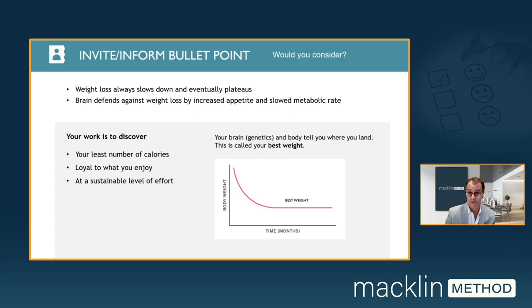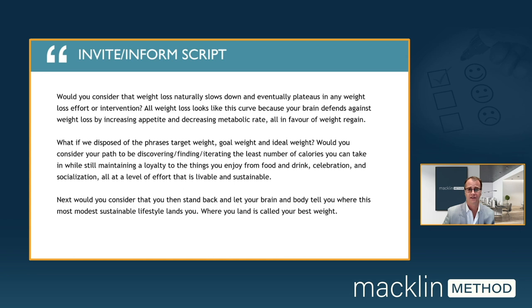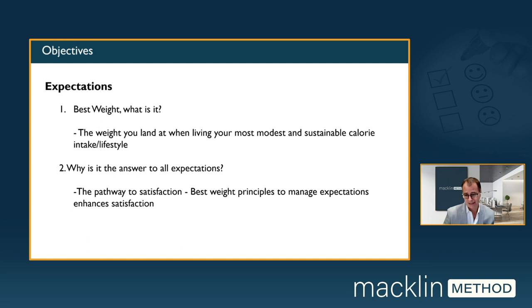The invitation to find someone's best weight. Of course, here a script exists as well. So best weight is this weight we land at, the weight our patients land at when living their most modest and sustainable calorie intake or lifestyle. And this becomes a pathway to satisfaction. There's a predictor in weight loss when we review the evidence: weight loss goals are not determinants of whether someone will succeed long-term or not, but whether they achieve satisfaction with wherever they land. So satisfaction becomes our job. Our patients' satisfaction with where they land becomes our job.